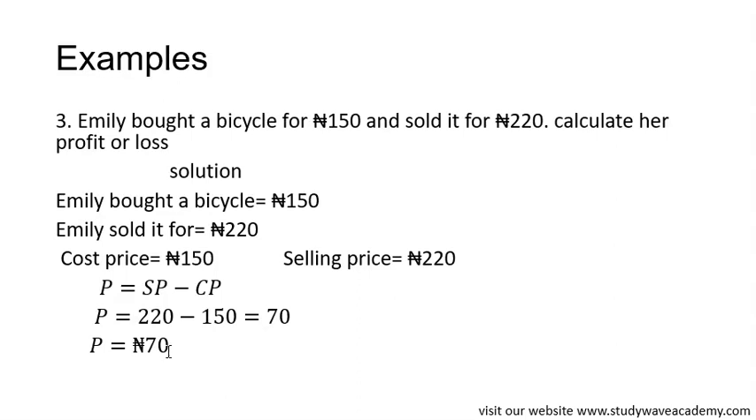She gained 70 naira. Okay, she bought a bicycle for 150 naira and then she sold it for 220 naira. So she made a profit of 70 naira. Do you understand that? Good.